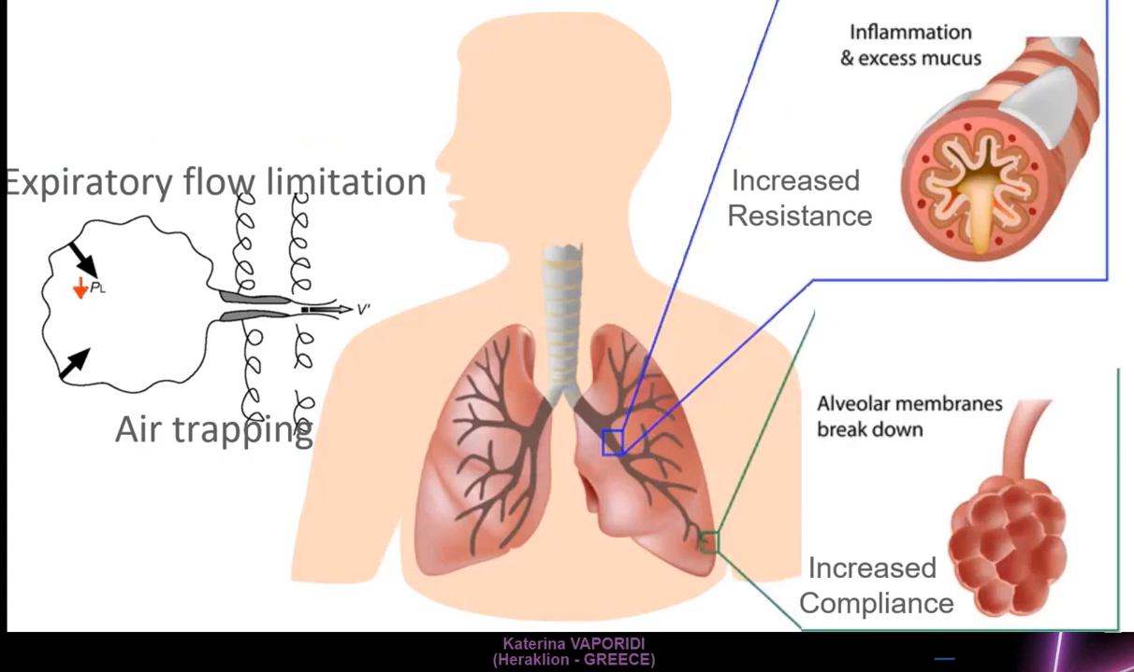We will start with the main pathology of COPD: inflammation and mucus plugs, narrowing the small airways and increasing resistance to flow, and destruction of alveoli leading to emphysema and increased compliance. The result in lung function is decreased driving pressure, expiratory flow limitation, and air trapping.